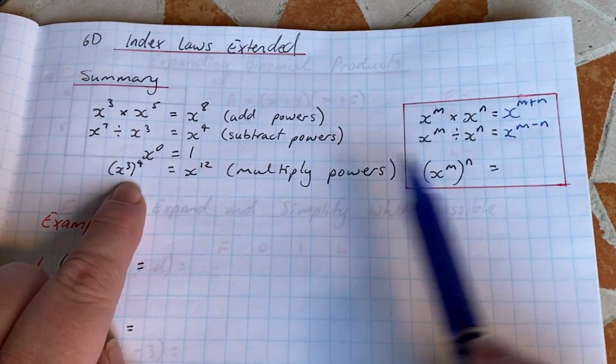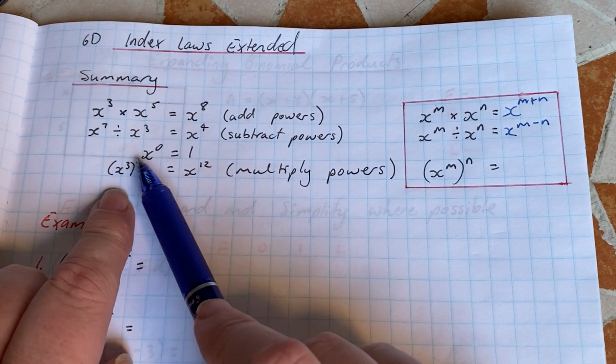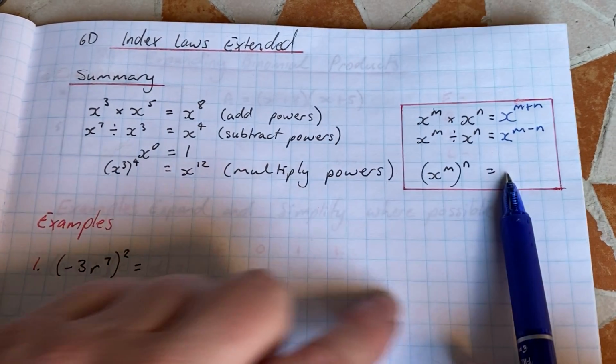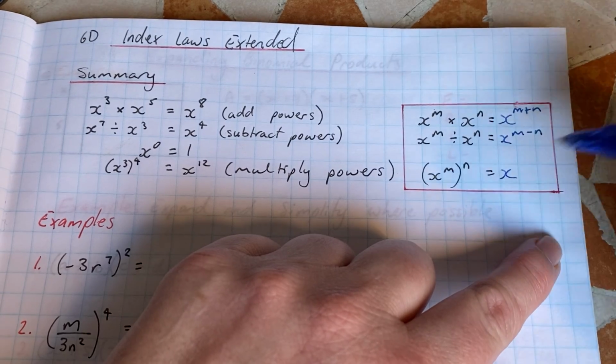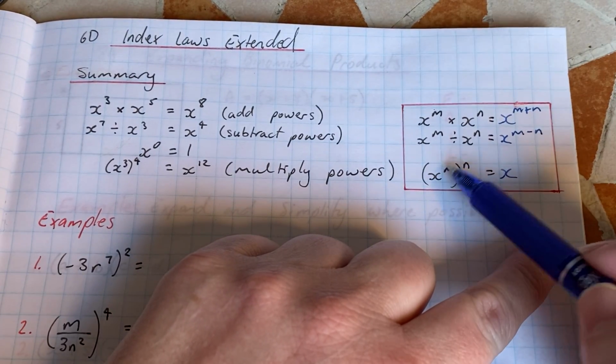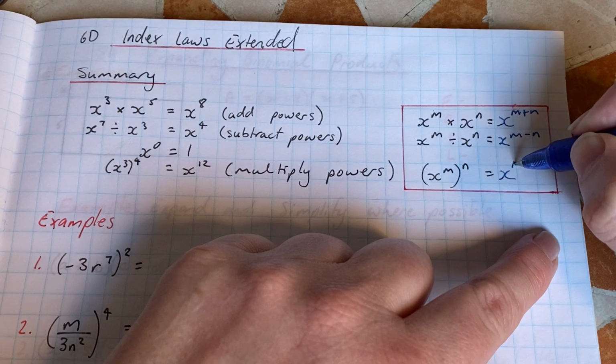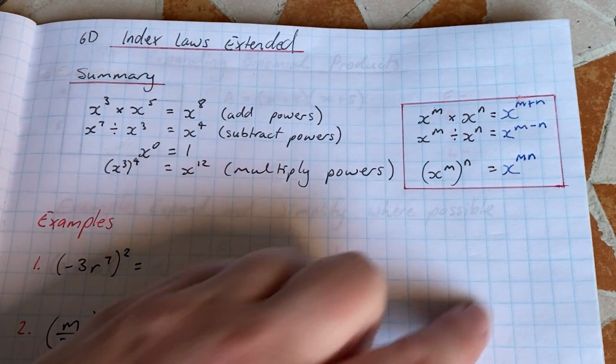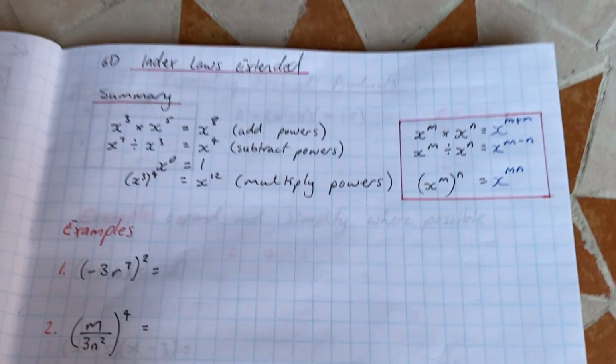And this one, we multiply the powers. When there are brackets, you do 3 times 4 is 12. Or over here, we might write that as x is our base. M times n, remember in algebra we just write mn. We don't need to write the multiplication sign.